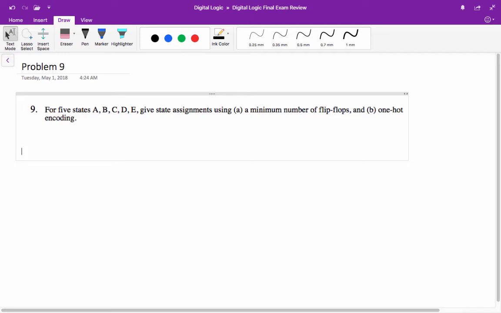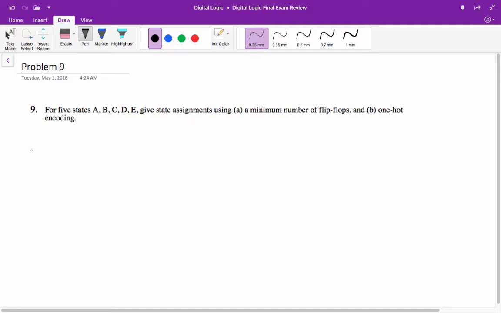This is problem 9 of the exam review, and for problem 9 it says for 5 states A, B, C, D, and E, give state assignments using (a) a minimum number of flip-flops, and (b) one hot encoding. So first let's talk about minimum number of flip-flops.